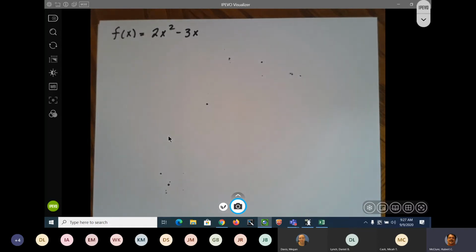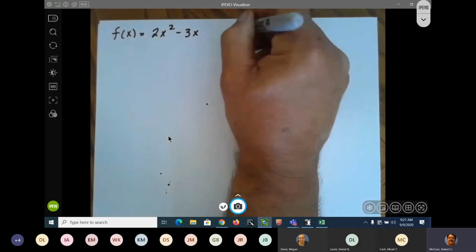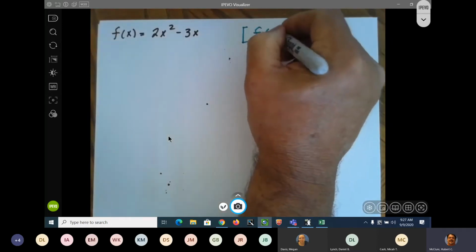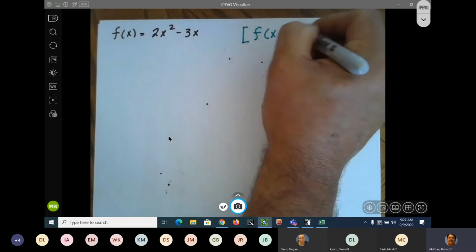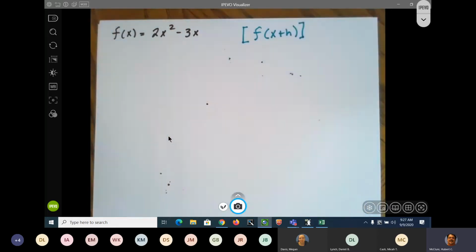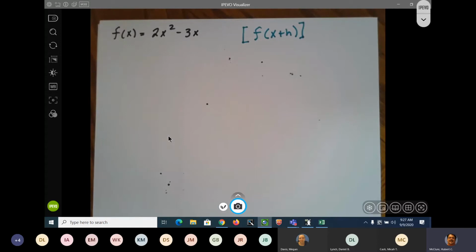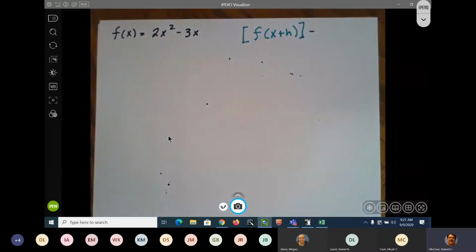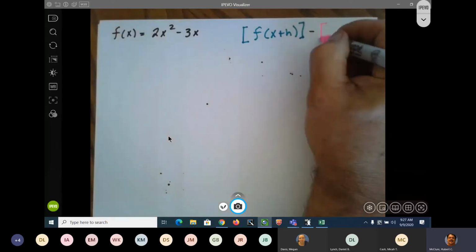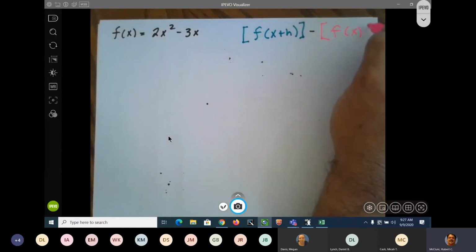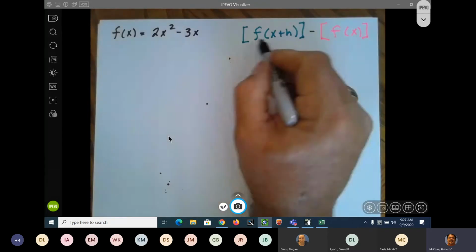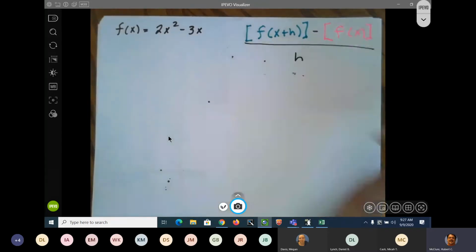So do this in blue. So that's going to be f of x plus h minus, pink, f of x, all that over h. All right, there's the difference quotient.